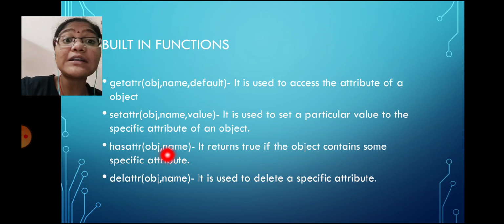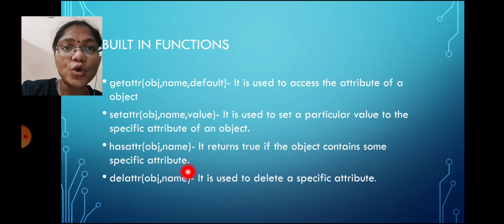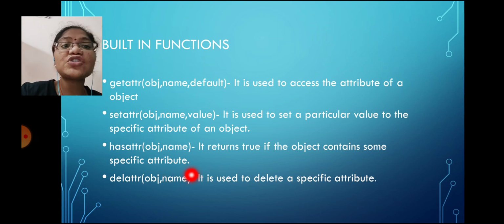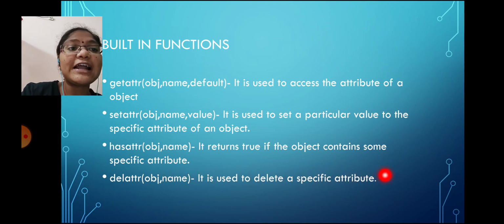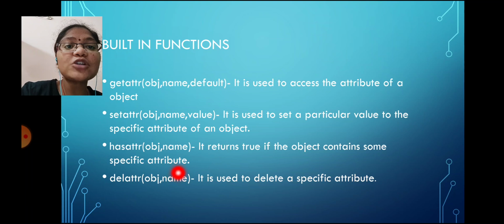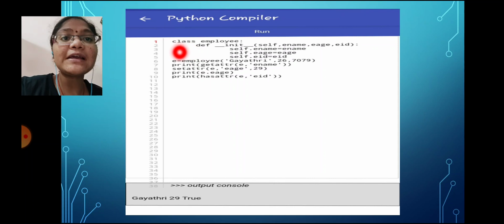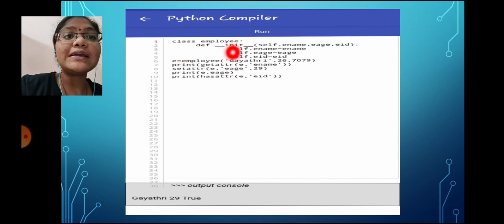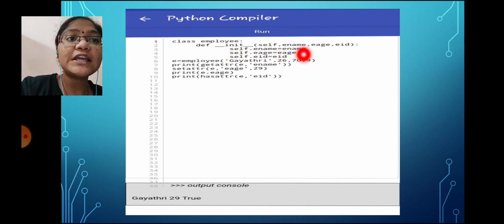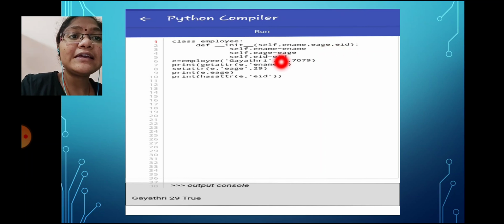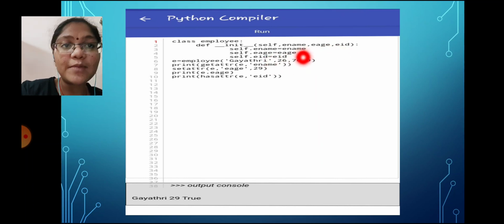hasattr checks whether the attribute is there or not. It returns true if the object contains a specific attribute. delattr(object, name) is used to delete a specific attribute. In order to delete a specific attribute, we use delattr. This takes the parameters object and name. A sample program that I have run in this code snippet: there is a class Employee, and this is the constructor, def __init__(self, ename, eas, eid). These ename, eas, eid are the data members.